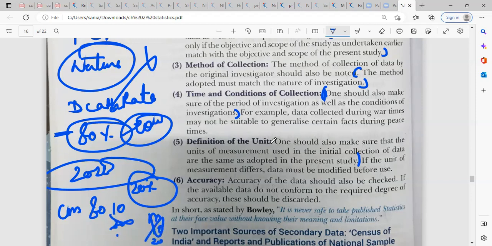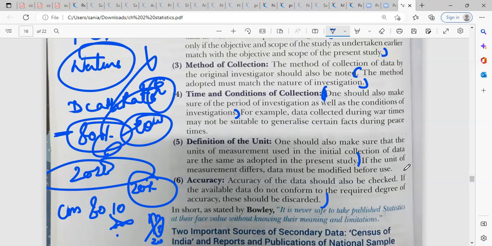So one should make sure that the unit of measurement used by the first person, the secondary source person, matches the present situation. Then accuracy. Accuracy of the data should also be checked. If the available data do not conform to the required degree of accuracy, they should be discarded.